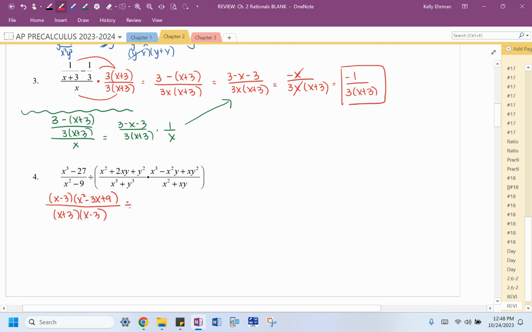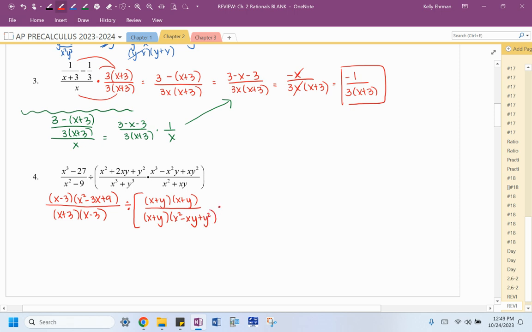I'm going to keep this division symbol. You don't want to flip everything here. You've got to get this into one fraction before you multiply by the reciprocal. So looking at this, we've got x squared plus 2xy plus y squared. So that's x plus y times x plus y. X cubed plus y cubed is a sum of cubes. So I'm using the SOAP formula.